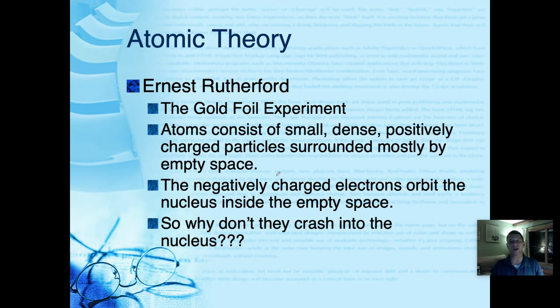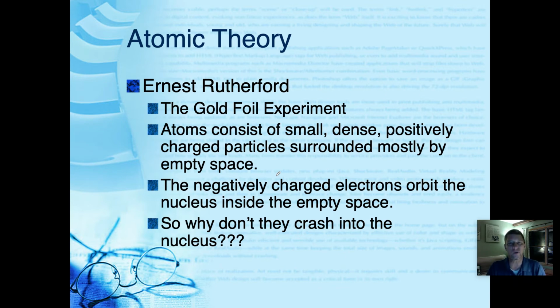They should be attracted after all. Well, the answer is kinetic energy. The electrons are actually moving so fast that they literally orbit the nucleus, again, just like the planets orbit the sun.